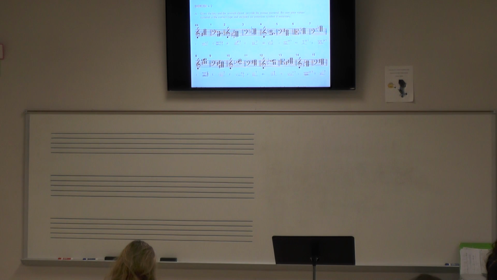Number 11 is a 2-7. 12, very close, just a 2-7 in first inversion, so 2-6-5. 13 is a fully diminished 7. 14 is capital 3, M7, and finally 15 is a lowercase 6 with a 7. That means it must be a minor 7.